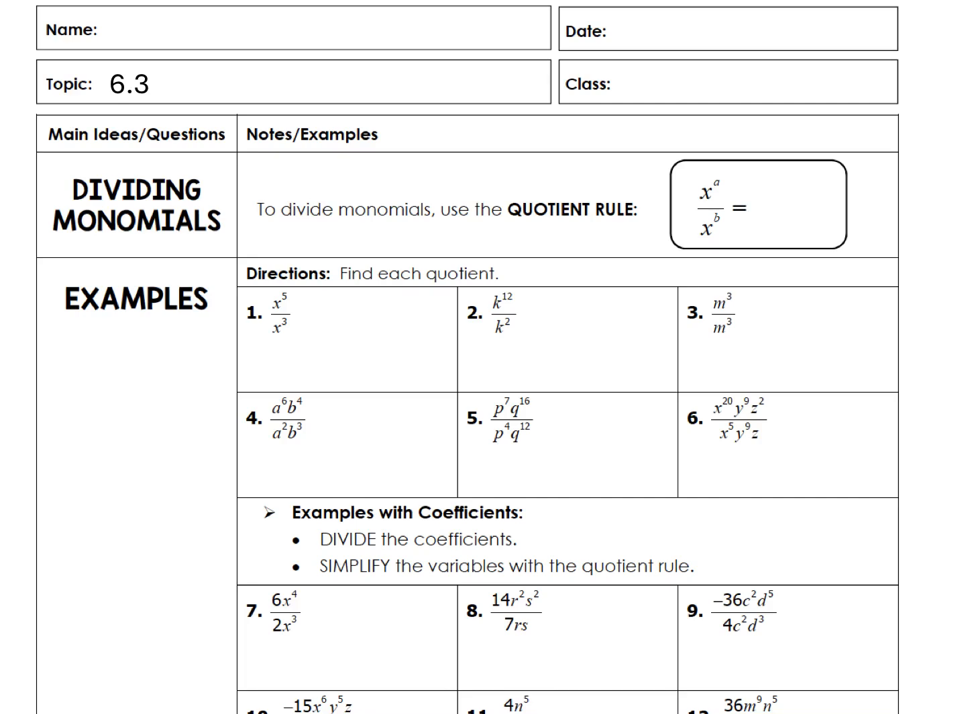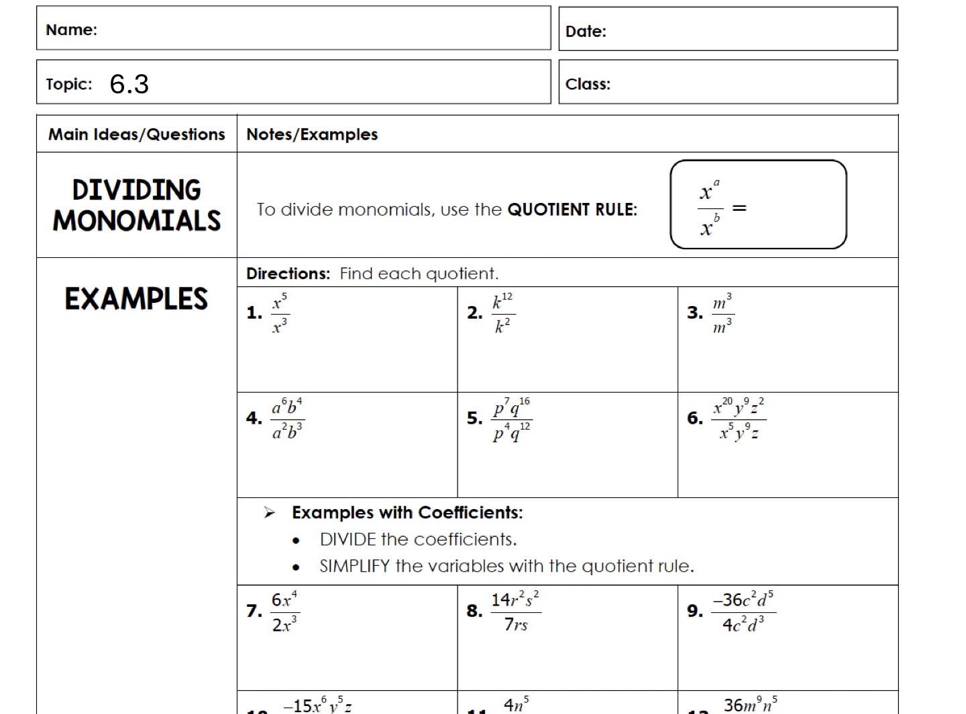So, dividing monomials. Remember, a monomial is like a single term in an expression. So this is a monomial. This is a monomial. This is a monomial. All those individual pieces are monomials, and we're going to be dividing them today.